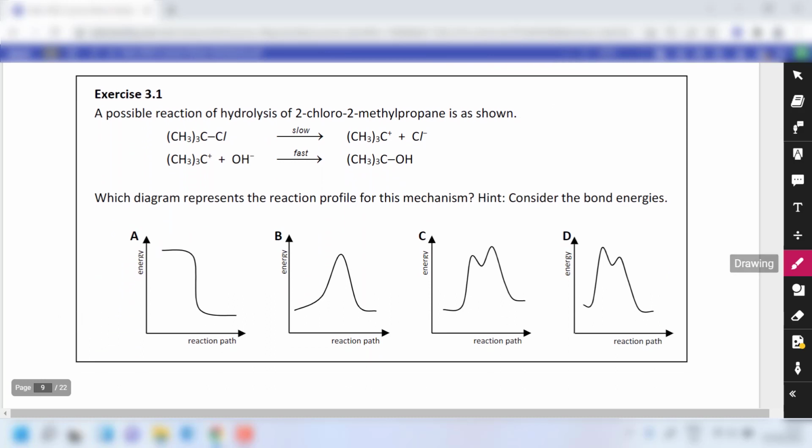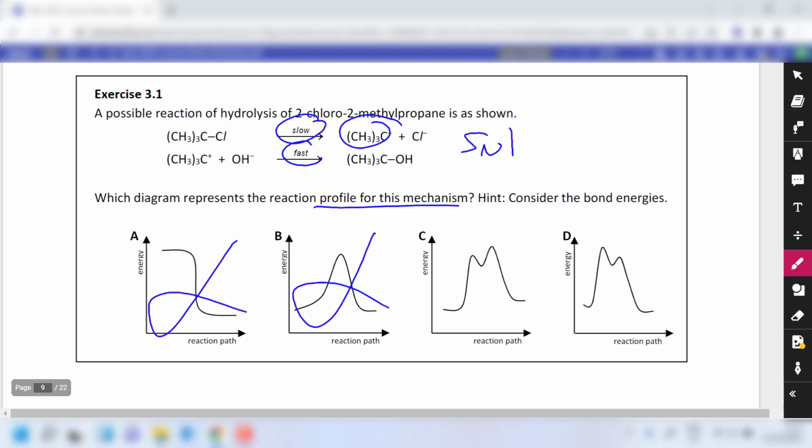Okay, so we have exercise 3.1 over here. It reads, possible reaction hydrolysis of 2-chloro-2-methyl-propane is shown. So we have a slow step, generates a carbocation, and then a fast step produces the tertiary alcohol. So this is obviously SN1 because it occurs via 2 steps. It's a 2-step mechanism. So the energy profile diagram definitely cannot be A and cannot be B. It's either C or D because both have 2 steps. Which diagram best represents the energy profile diagram?